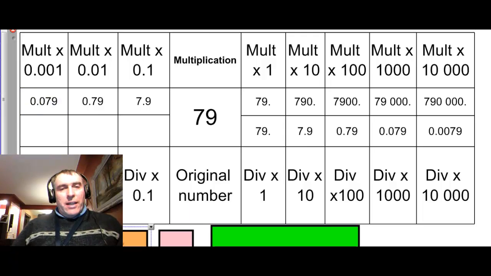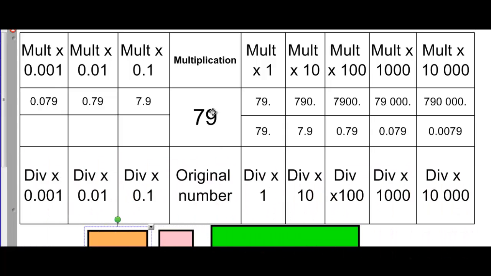The last thing we want to look at is what happens if we divide by a number smaller than 1. So we're going to take our number 79, and when we divided by something bigger than 1, the number became smaller. So now that we're dividing by something smaller than 1, the number is going to become bigger. Right. So in order for the number to be bigger, which way are you going to move the decimal point? To the left or to the right? You're going to move it to the right.